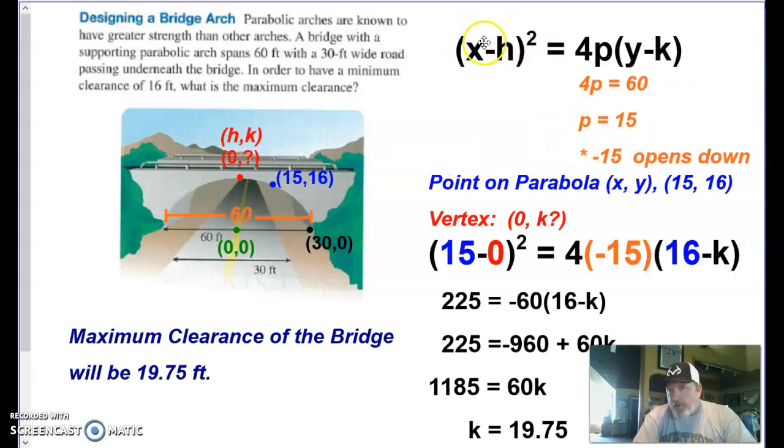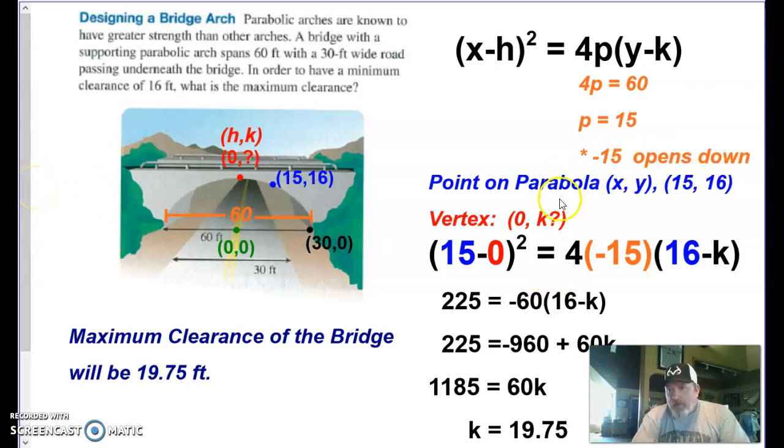I know I'm dealing with x squared. I purposely put the middle of the road at (0, 0). That means that the h coordinate of the vertex is also going to be 0. What I don't know is its height, and that's what they want. They want the max clearance. They did give us one other detail, and that was at the side, the minimum clearance is 16 feet. So at the edge of the road here, the clearance is 16 feet.